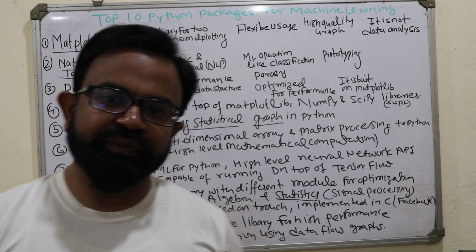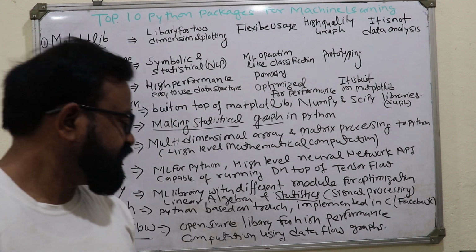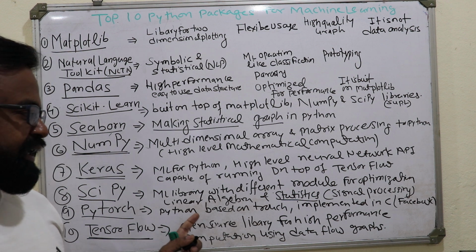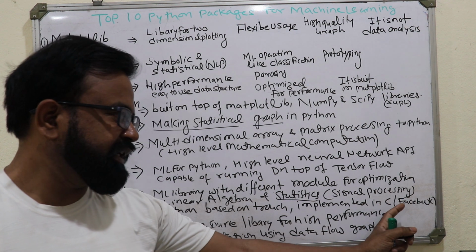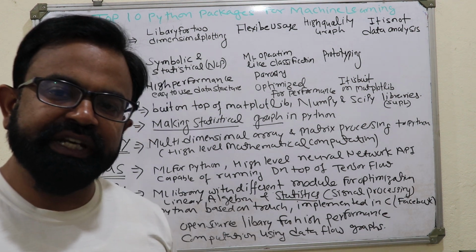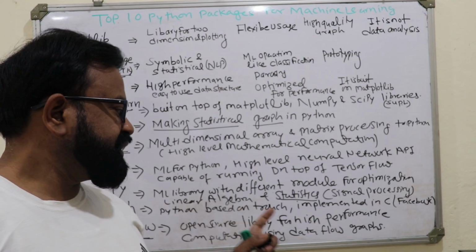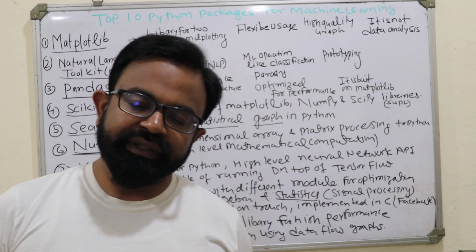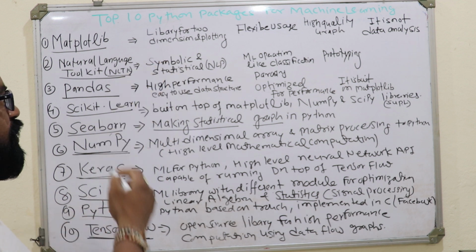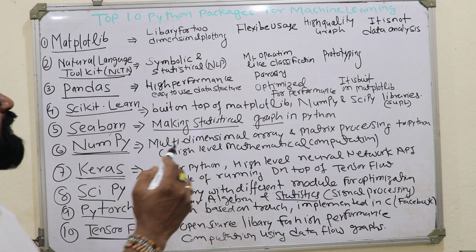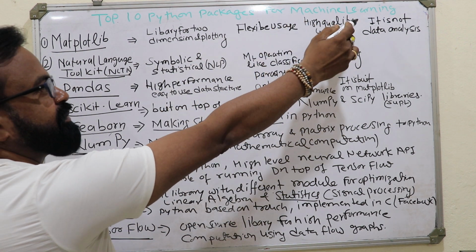Then you come to PyTorch. PyTorch is also one of the packages in Python used in machine learning. It is based on Torch, which is implemented in the C language. Initially it originated at Facebook. Now PyTorch is used nowadays by Twitter also. So these all are the important top 10 Python packages for machine learning.